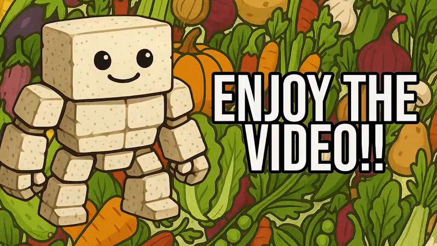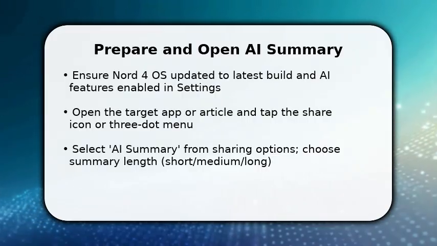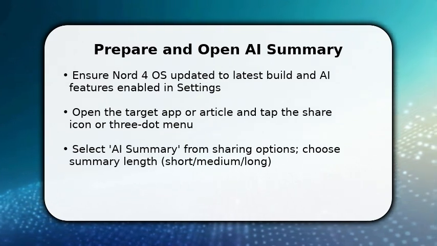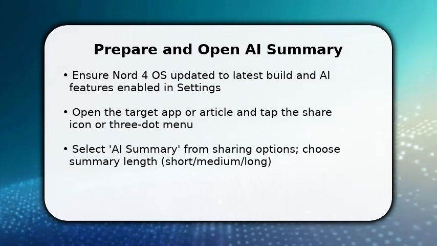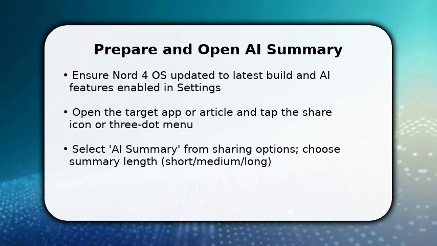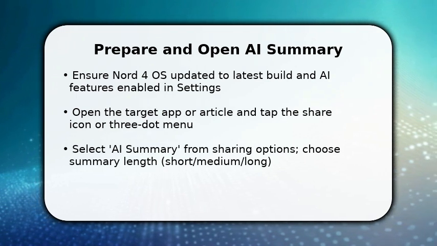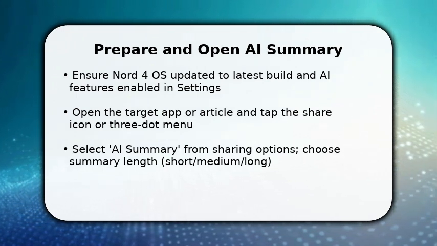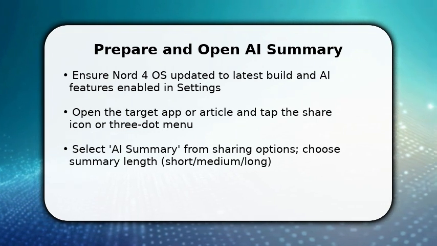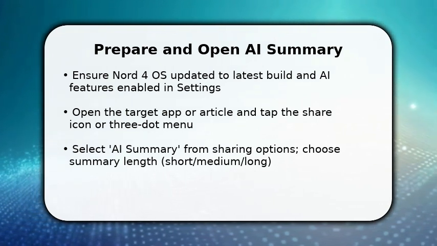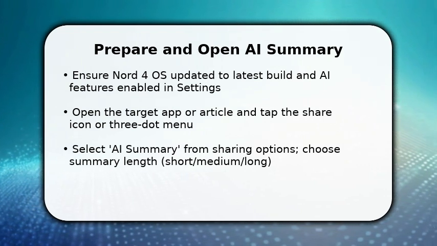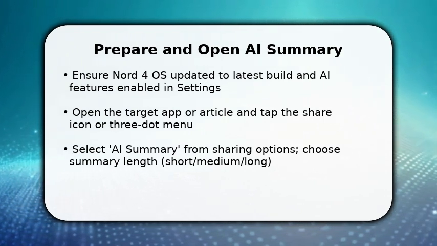You start by making sure your Nord 4 is updated and the AI features are turned on. This ensures compatibility and speed. Next, open the article, chat, or document you want summarized and tap the share icon or three-dot menu to surface the AI tools. Then select AI Summary and pick the summary length, short for quick takeaways, medium for balanced context, or long for detail.